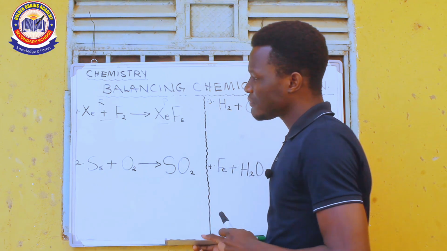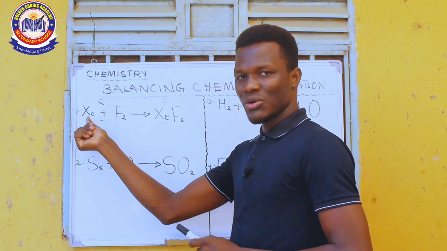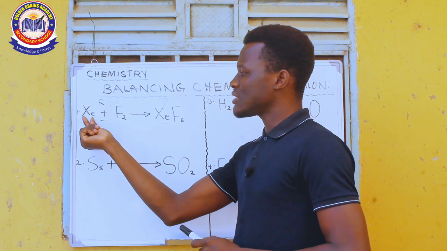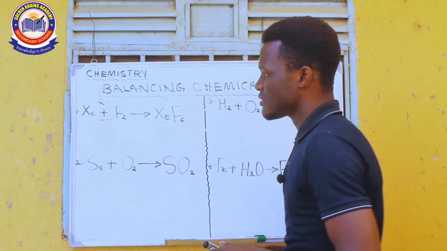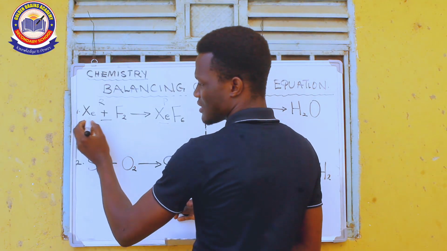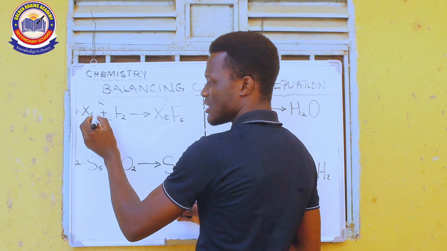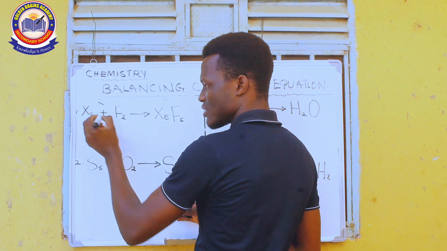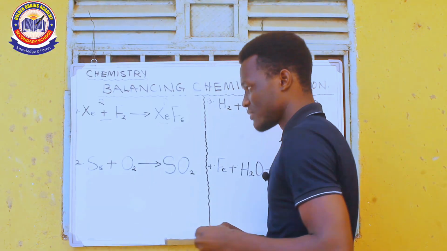For example, here when you look at the first element, which is xenon, xenon is 1. How do you know it's 1? Because when no number is placed in front of it like this, what we know is there is 1 always in front here. Then you will know it by the number in front of it.